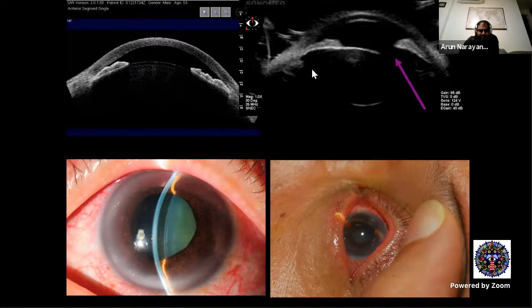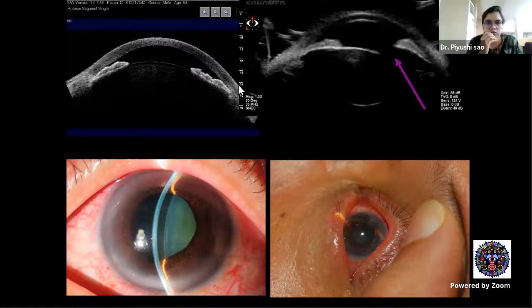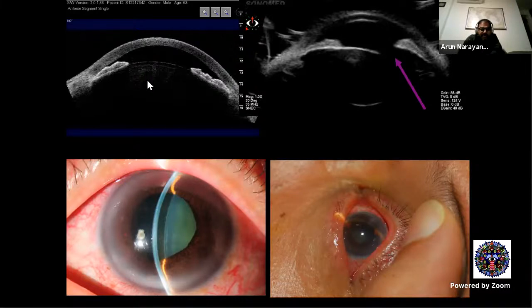So on the left is UBM, because you can see the retroiridial structure. Sorry, go ahead. Louder, please. Sir, on the left is UBM, because we can see some retroiridial structure. You mean where my cursor is, where my pointer is? What image is that? No, sir, that is AS-OCT. Right. Retroiridial structure is not seen. Very good. And what do you see here?